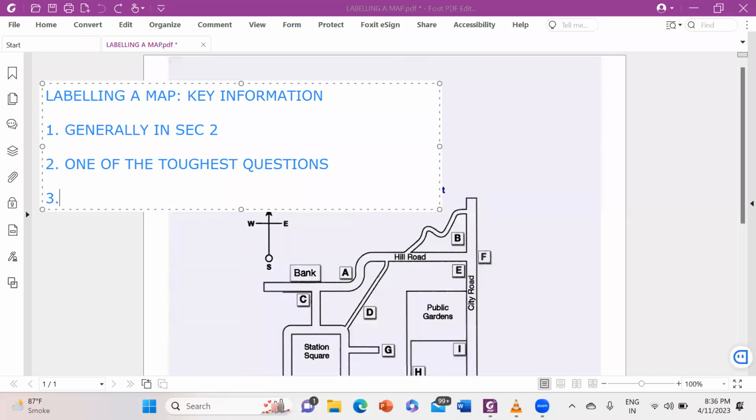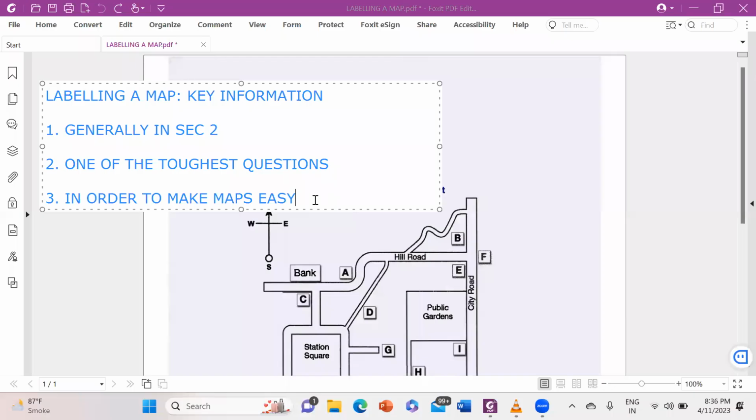Now, please pay attention. Why is labeling a map very challenging for most of the test takers? Look at the word I have used. I did not say many test takers. I said most of the test takers. This is very challenging for most of the test takers. Okay, why? When I say maps, I'm talking about the map question.